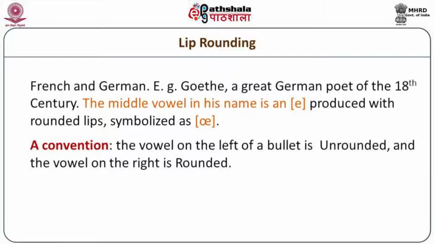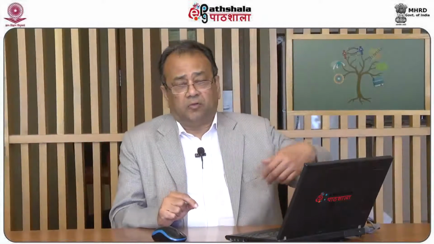Now, if we take a look at the cardinal vowel chart, or the IPA vowel chart, you will notice that for each point on the different axes, you have two symbols. The convention here is that the symbol on the left of a point is unrounded and the symbol on the right of a point is rounded. That's how we interpret the vowel chart.